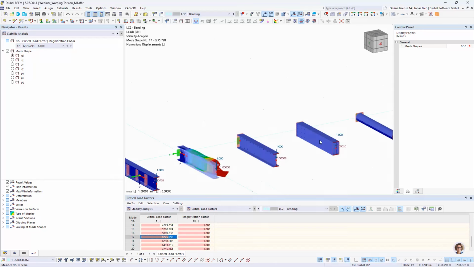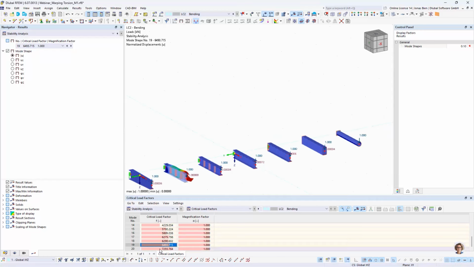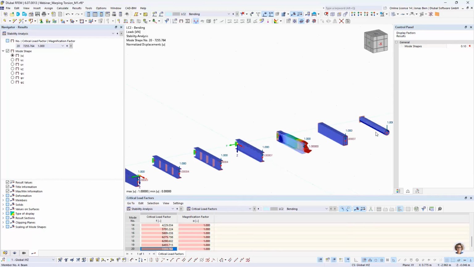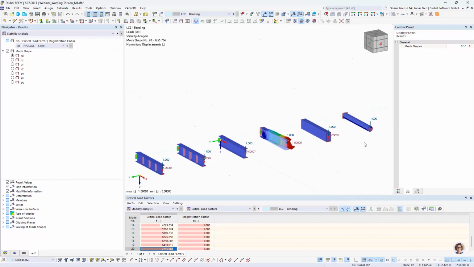And then I don't think we should find an eigenmode for the warping free section. No, we don't. So this actually does not buckle at all.